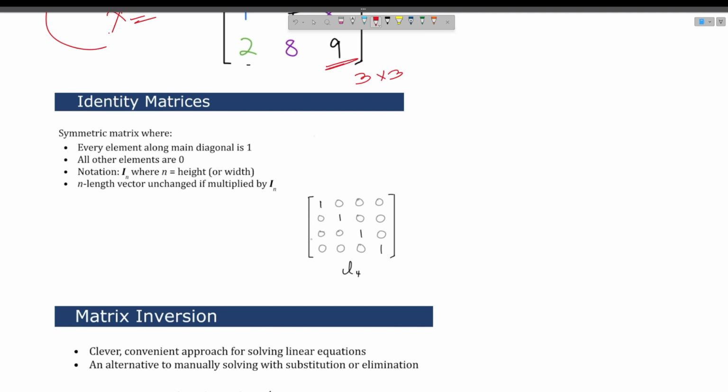Here we have 1, 2, 3, 4 rows and 4 columns, no problem. So here you can see symmetric matrices. Identity matrix A is first of all a symmetric matrix. So what is a symmetric matrix? As I mentioned, it has to be square, so you can see 4 by 4.